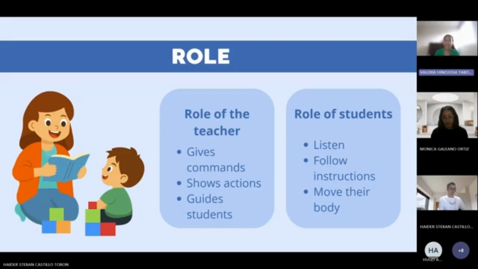For the students, the role is active listening. Listen carefully and follow the instructions using their body. They don't need to speak at the beginning. Just understand and act.